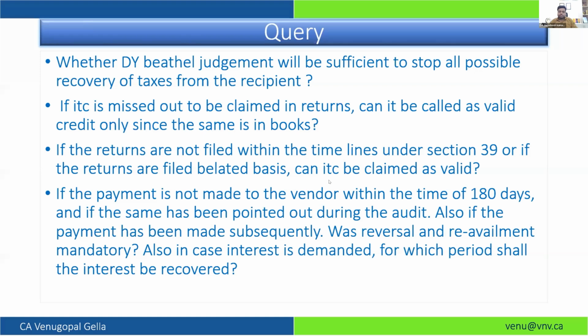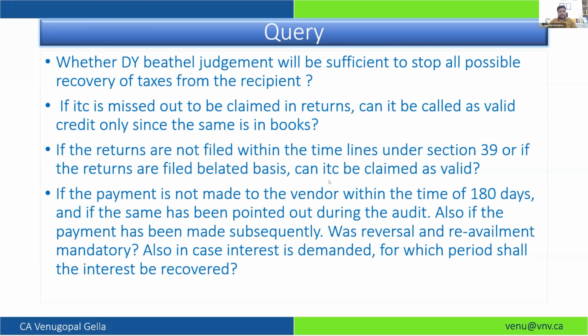That is the 30th November of the following financial year, or on or before the filing of the annual return, whichever is earlier. So I have not availed my ITC in my returns. Whether it can be called a valid credit? Availment means availment in the returns, not in the books. So if you don't avail the ITC in returns, you cannot avail ITC after the due date of availing ITC.